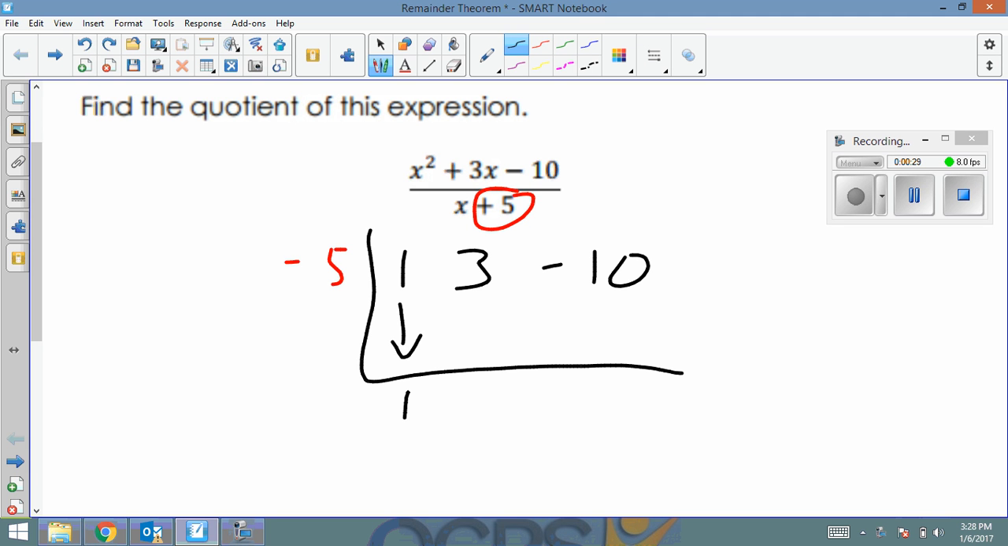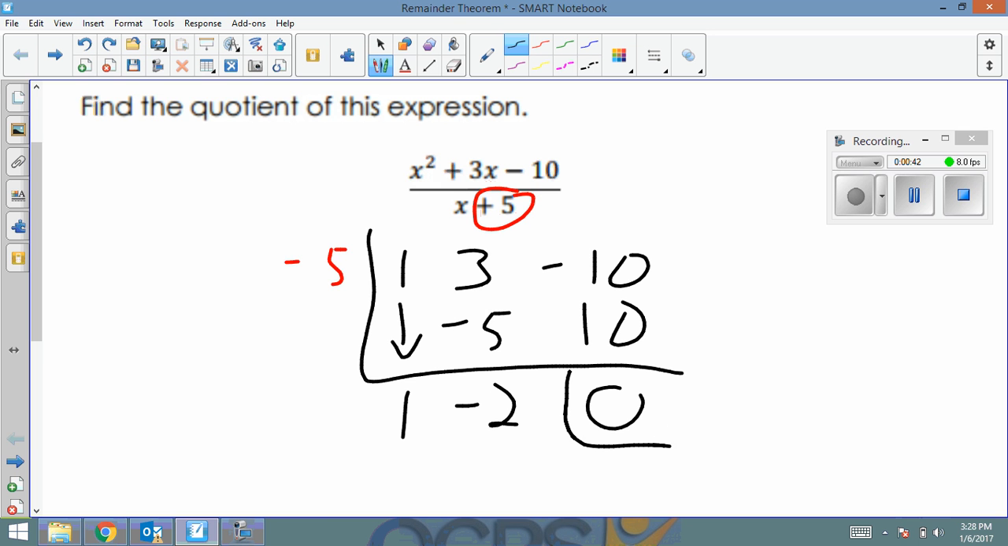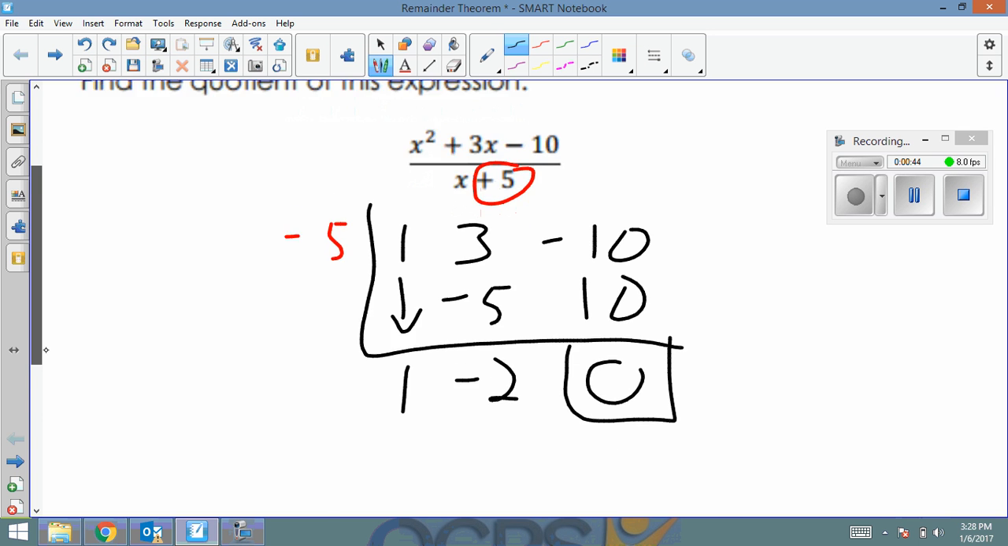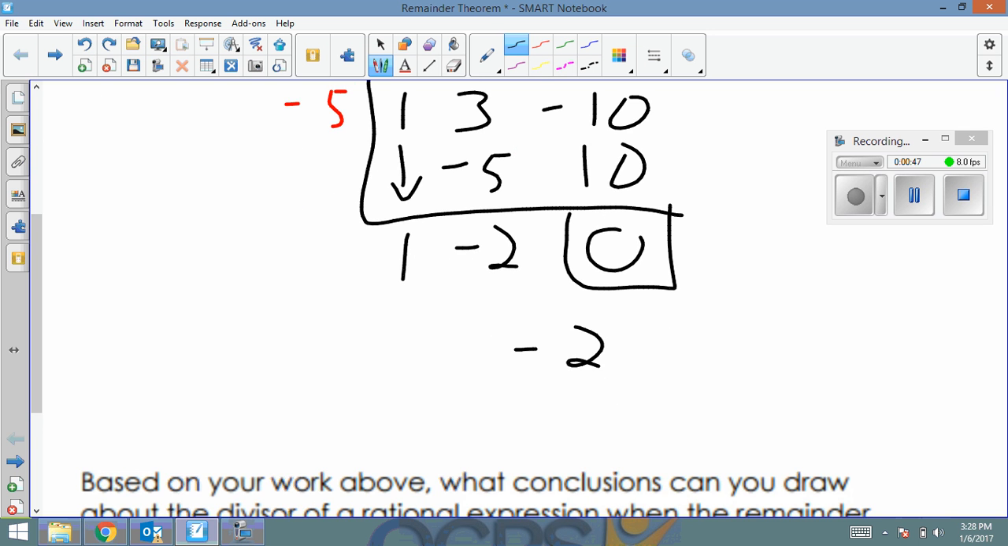Bring down our 1. We multiply 1 times -5, which gives me -5. We always add, so 3 plus -5 is -2. -5 times -2 is +10. And when we add that, we get 0. So here, remember that box is our remainder. We have -2 here, and every time we move to the left, we add an x. So our factor would be x minus 2.